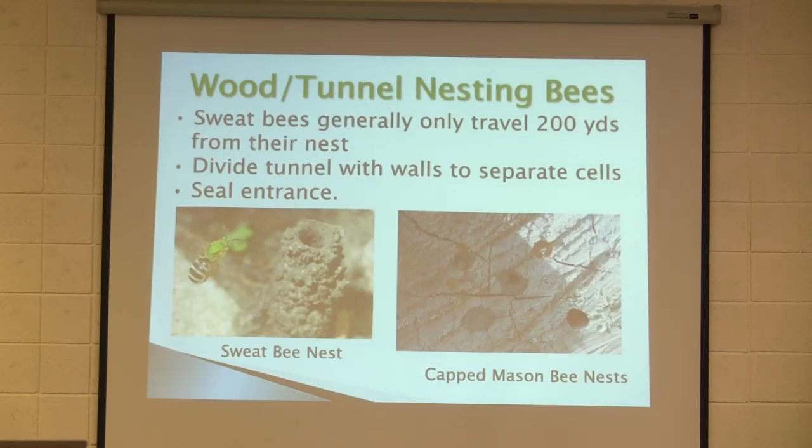Carpenter bees won't cap the holes, and mason bees will cap the holes. So know the difference so you're not killing any mason bees. Mason bees do not chew wood. They go into areas that already have tunnels in the wood, so they won't destroy your house.